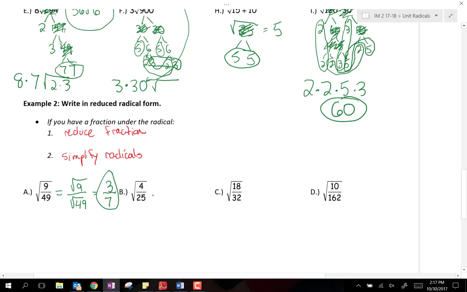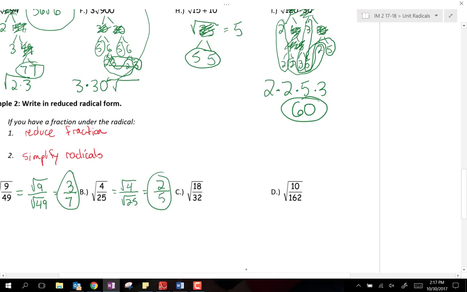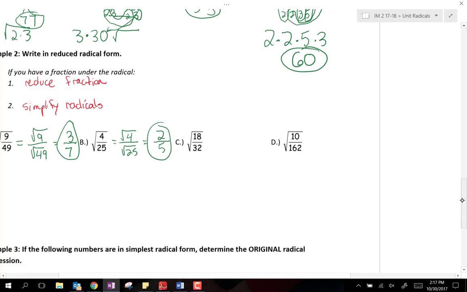4 over 25. Nothing goes into 4 and 25, so I split them up. Square root of 4 is 2. Square root of 25 is 5. Letter C, 18 over 32. Now we can divide by something. We can divide by 2. So it's 9 over 16. Nothing else will divide in, so we split them up. And we get square root of 9 is 3, square root of 16 is 4.